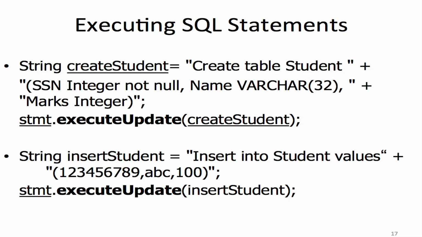While here, when we have the create table command, we will use execute update. Create table student, and here SSN is an integer type field, not null, its constant, name varchar 32, and the third is the marks, which is again integer type. So this table is created by using this execute update function. So directly we can create a table from Java.